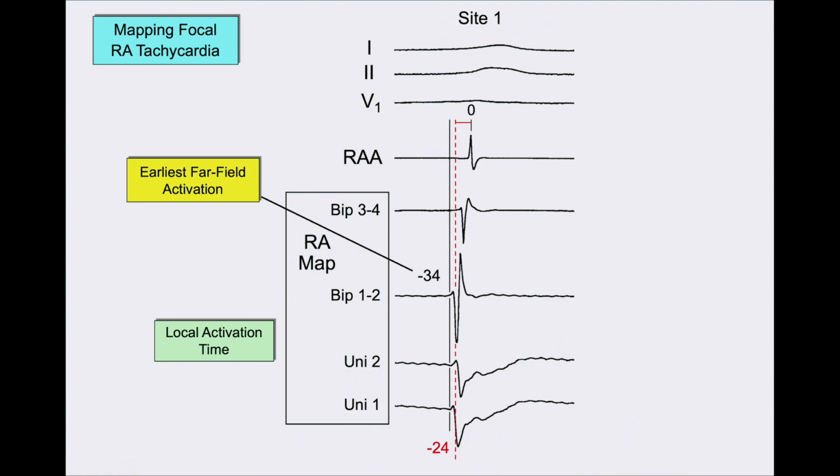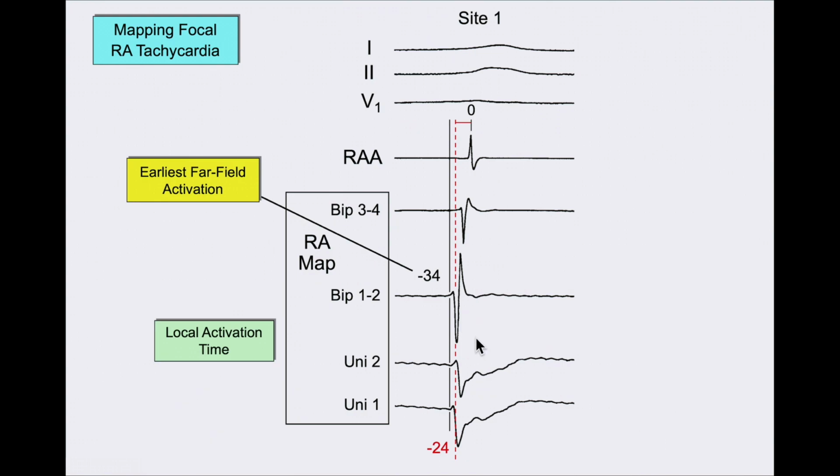That means this site is at least 10 milliseconds later than the onset of activation at the focus. And 10 milliseconds could be as far as a centimeter away. It's certainly way too far to ablate. You want to be within 2 or 3 milliseconds of that earliest far field activation.